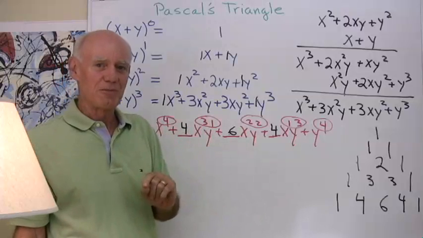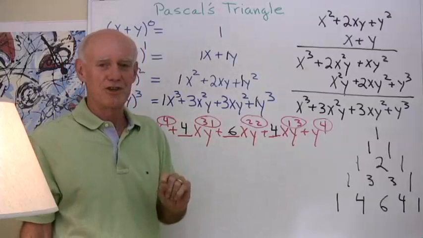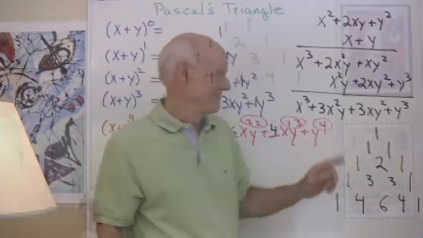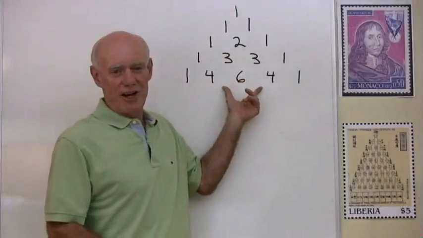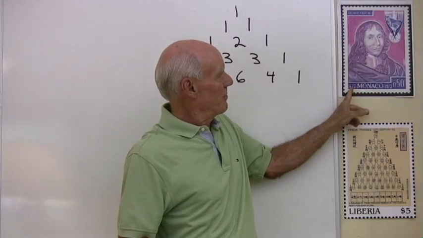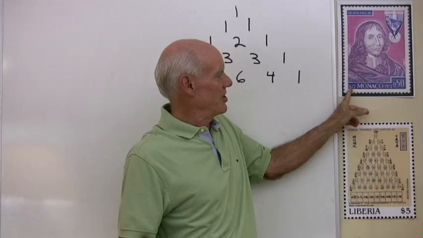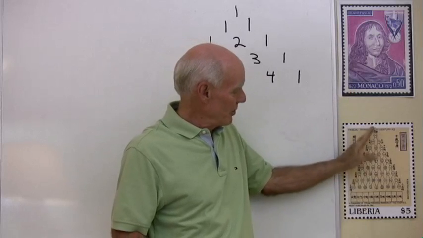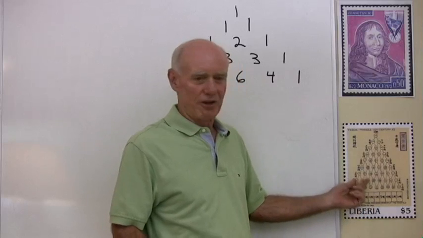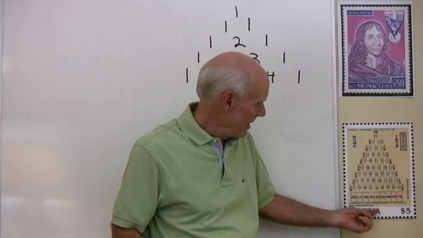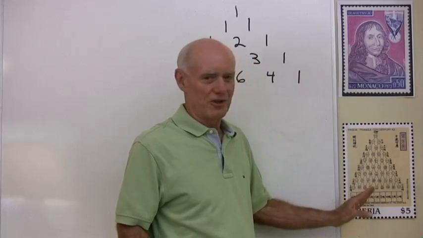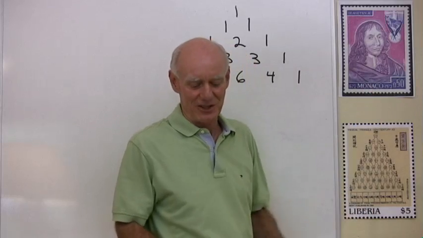Now I want to go to the next board and just show you real quickly a relationship between Pascal's triangle and the Fibonacci sequence. So here I've written Pascal's triangle again. Here's a little postage stamp with Pascal on it. This postage stamp is to recognize his birth in 1623. And then also here is a postage stamp from Liberia with Pascal's triangle in Chinese from the year 1303. So here we have somebody working with Pascal's triangle before it was actually called Pascal's triangle.